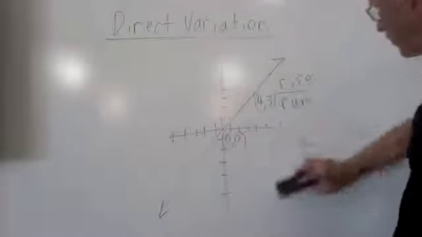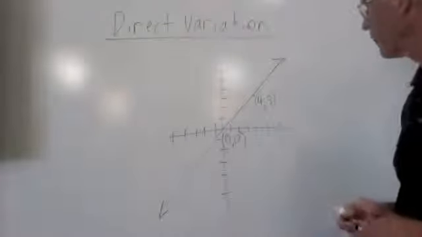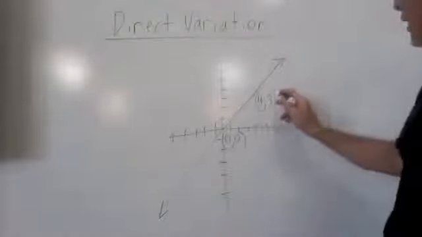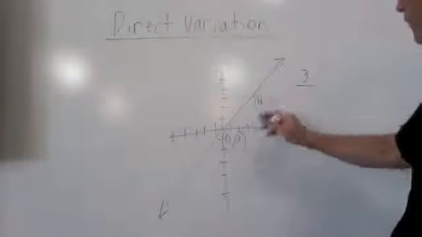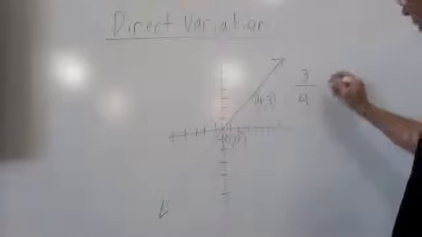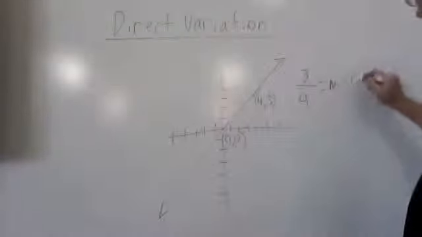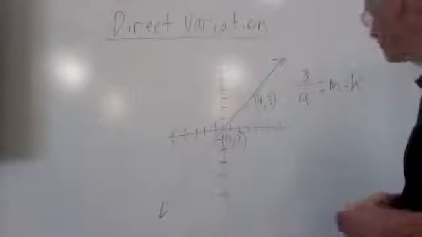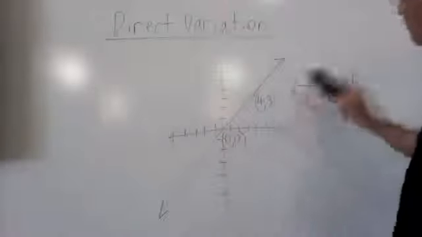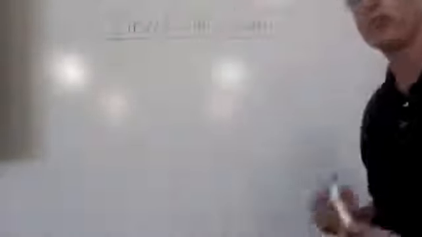If they show you a graph like this and they say, what is the constant of proportionality? You simply subtract the y's. 3 minus 0 is 3. Subtract the x's. 4 minus 0 is 4. And that is the same as the slope, which is the same as the constant of proportionality. Oftentimes, you're not going to use this really in graphs. You're going to use it in story problems.